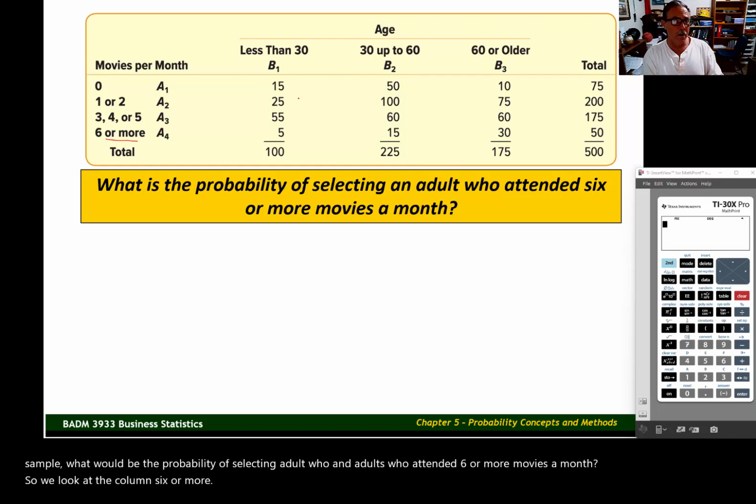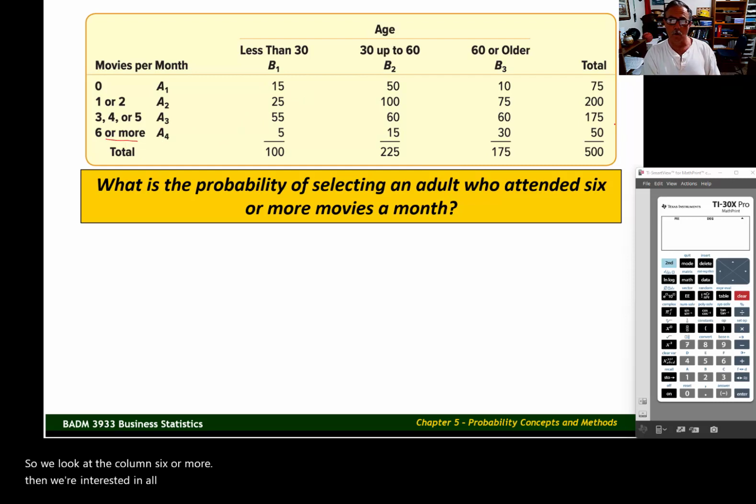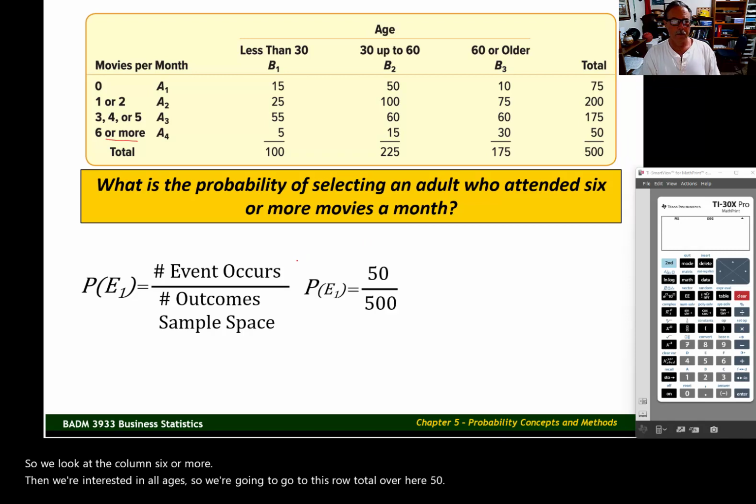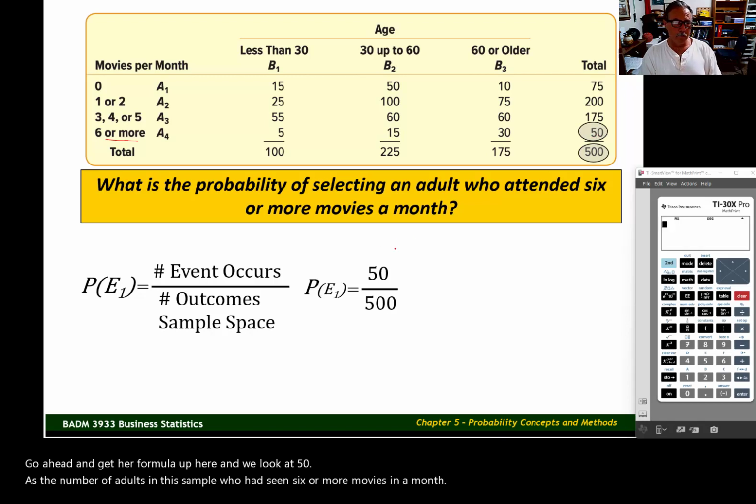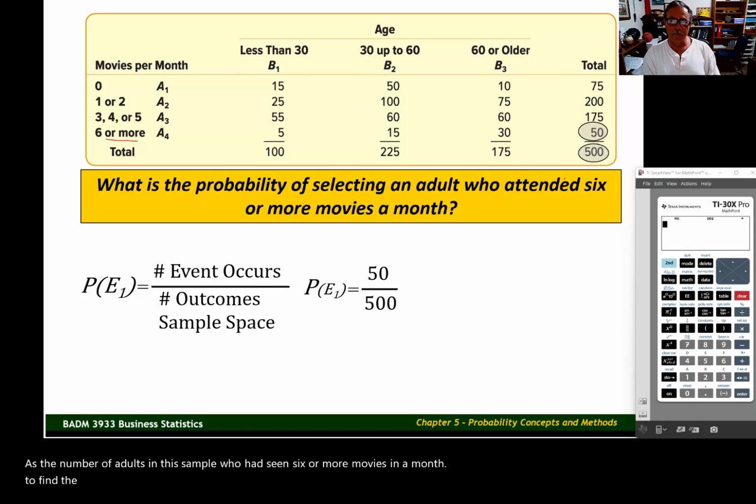Then we're interested in all ages, so we're going to go to this row total over here, 50. Go ahead and get our formula up here. We look at 50 as the number of adults in this sample who had seen 6 or more movies in a month. To find the probability, we divide that 50 by the grand total of 500, and we end up with a probability of 10%.